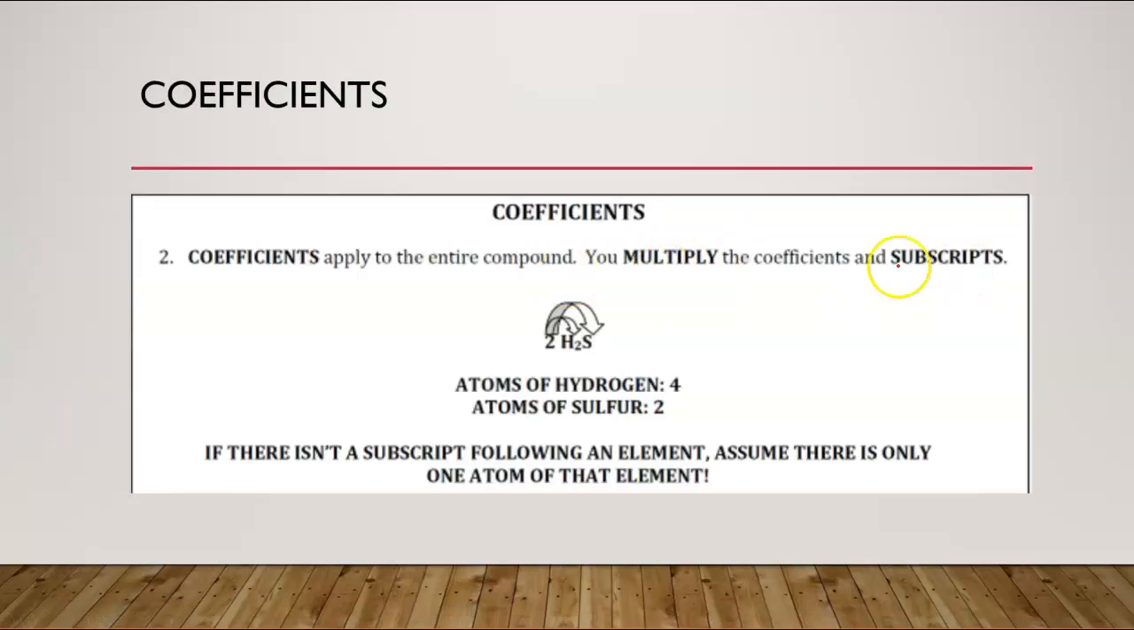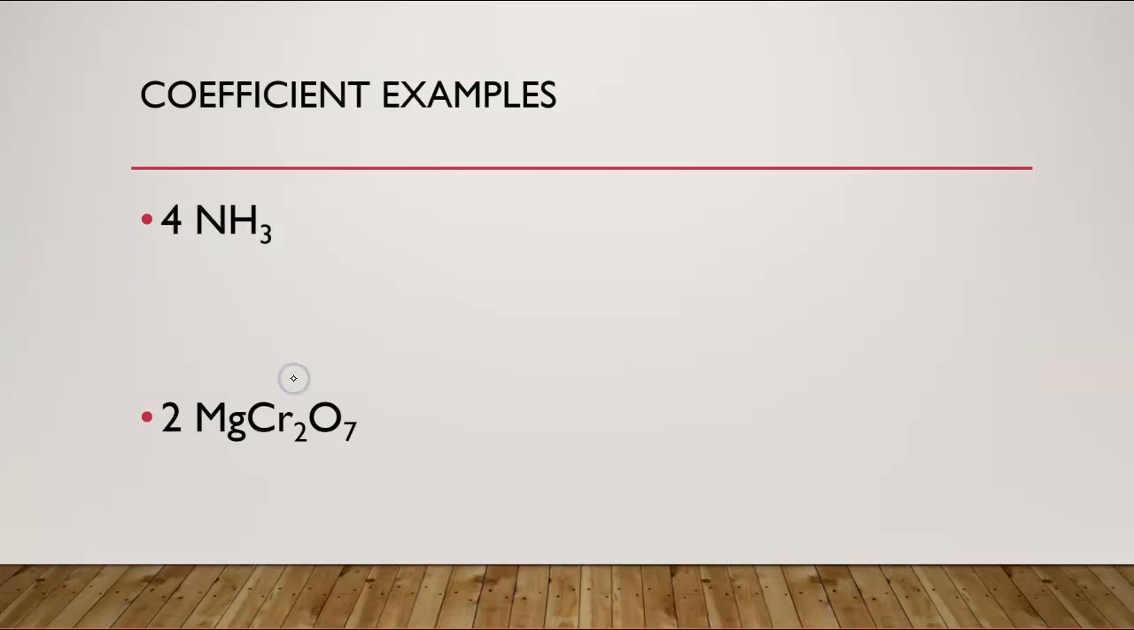Coefficients, these are just like in math classes, numbers in front. And so numbers in front, they apply to everything. So you're going to multiply by it. So in this example, there's a 2 H2S, that means 2 times 2 for the hydrogen, and 2 times 1 for the sulfur. So if there isn't a subscript, that means there's only 1 atom. So a couple of examples.